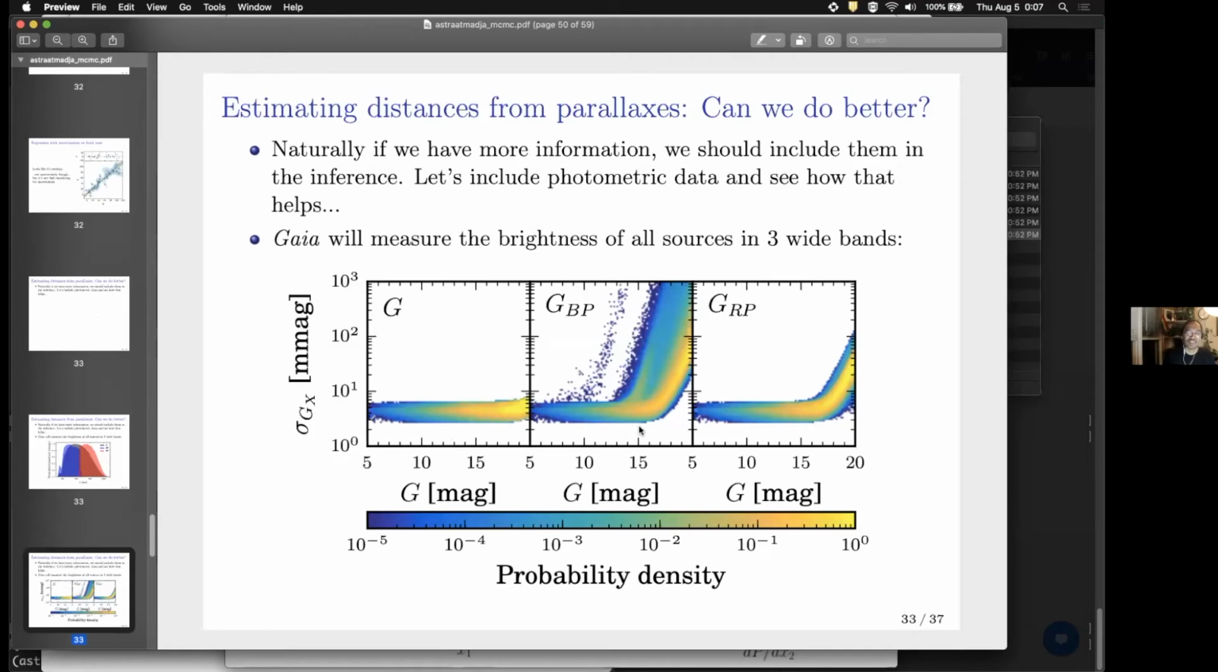This is what the uncertainties look like as a function of G magnitude. As you can see, we expect this to have millimagnitude precision, but BP and RP can be quite a bit worse, especially blue at the frame edge. This is still simulated data, since we don't have Gaia data yet.